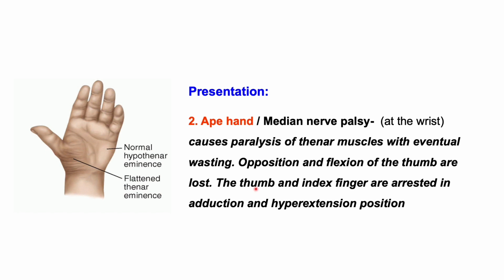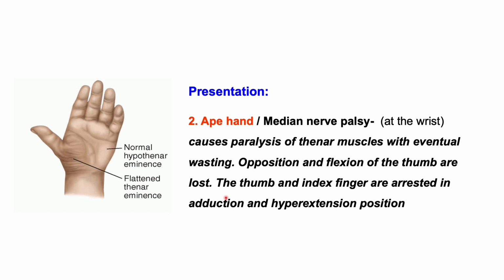It will be arrested in the adduction and hyperextended position because there is no flexion due to the paresis of flexor pollicis brevis, so that will be weakened. Opposition will also be affected because opponens pollicis is affected. So opposition and flexion of the thumb are lost, and thumb and index finger are arrested in adduction and hyperextension position, and there will be wasting of the thenar eminence.